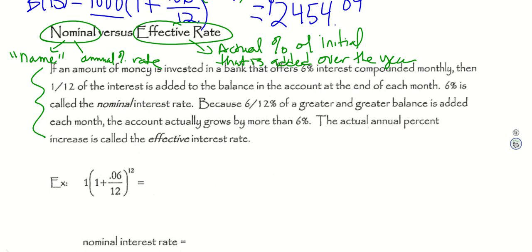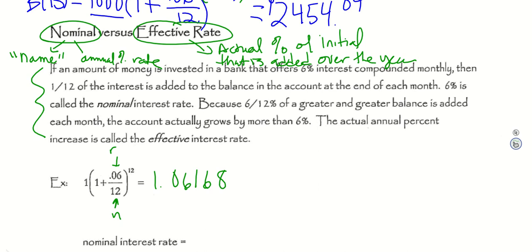So in this first example, if we take $1 and we grow that dollar by 6%, this is our R value, and we compound that 12 times a year, this is our N value, then that dollar becomes, when we work this out, 1.06168.